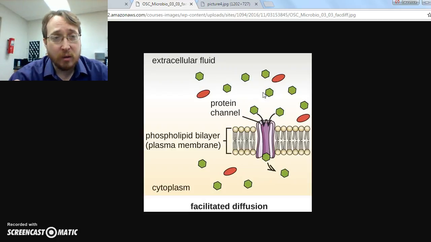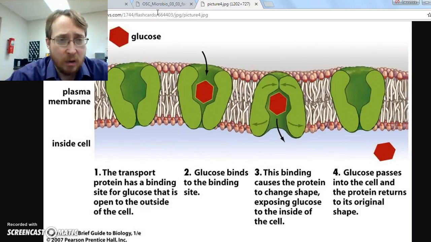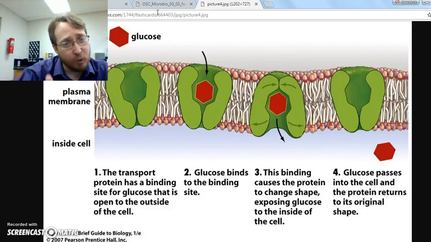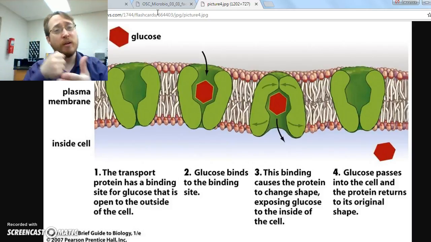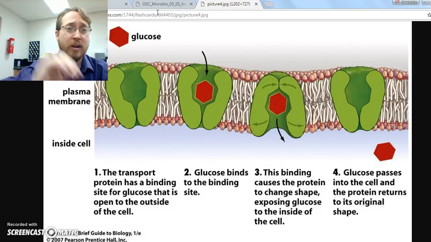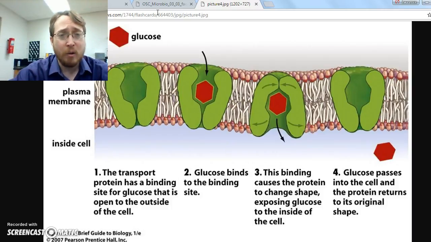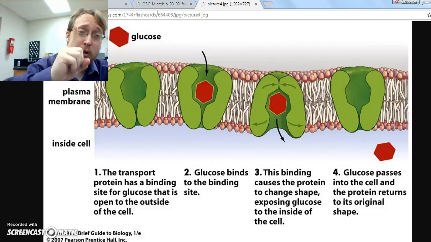That's it for channels, so let's go on to carriers. Carriers are a little more complicated. Carriers, unlike channels, which are non-specific, where anything that's small enough and anything that has the right polarity can get through that channel, are very specific to one particle. They'll only move one type of particle, and in this example, the particle that's being moved is glucose.